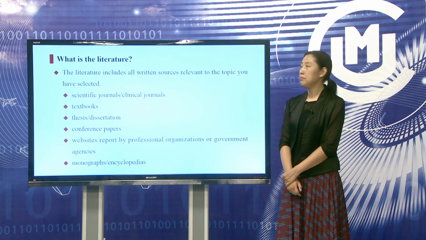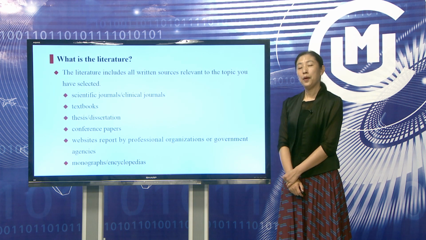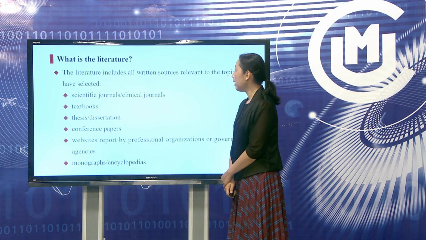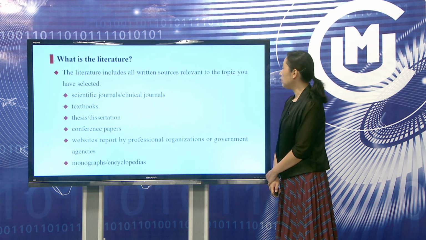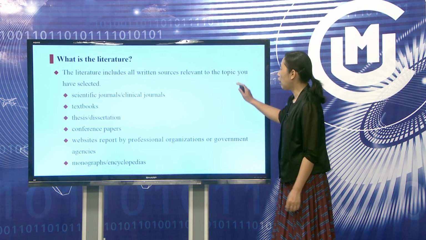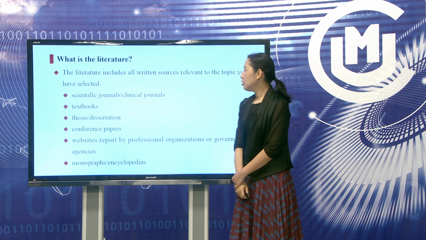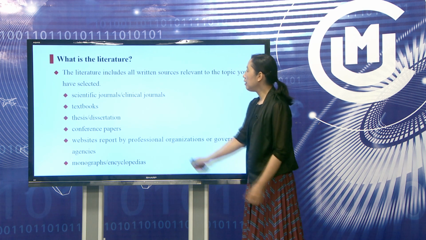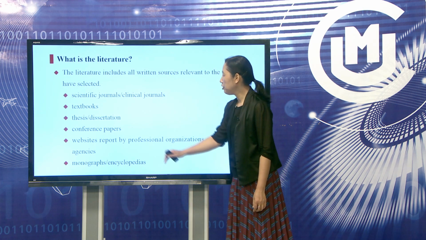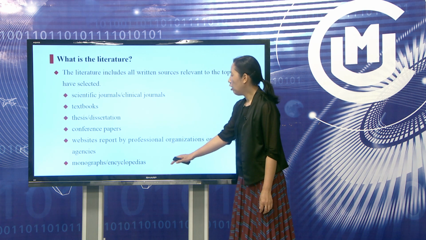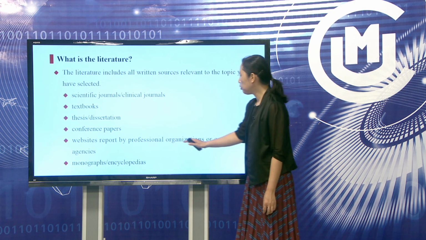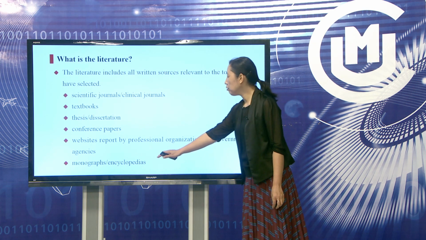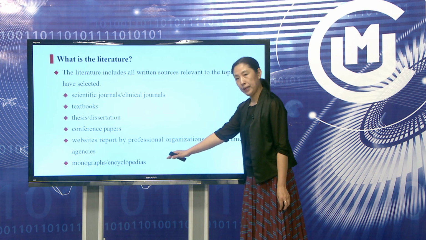So in your mind, maybe the literature remains the journal, but the literature actually includes many types. It includes all written sources relevant to the topic you have selected. So the first source may be scientific journals or clinical journals, and then textbooks or thesis or dissertation, or maybe conference papers, or maybe some website report by professional organizations or government agencies, or maybe some monographs or encyclopedias.